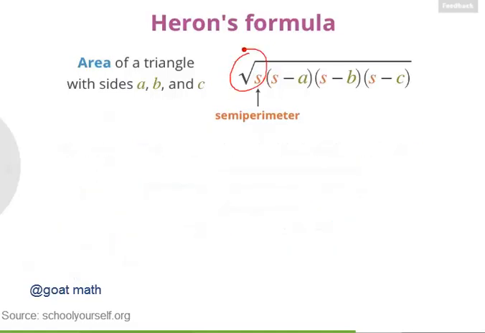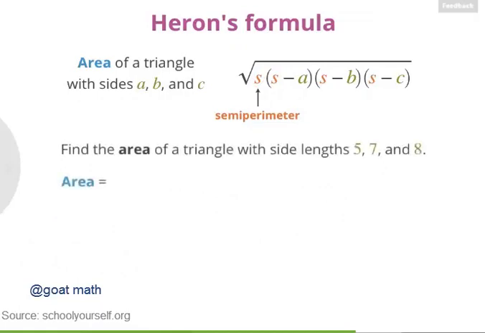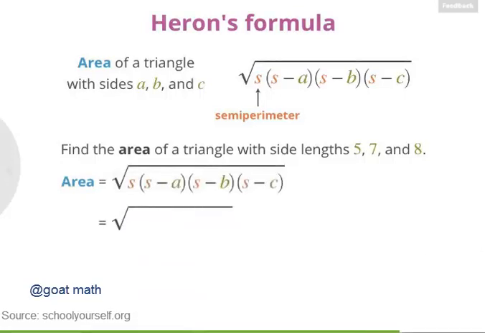Now because of the square root in Heron's formula, you'll often find that triangle areas involve square roots. So try another example, a triangle with side lengths 5, 7, and 8. Right, so this time when we apply Heron's formula, the semiperimeter is 10. 10 minus 5 is 5, 10 minus 7 is 3, and 10 minus 8 is 2. So this equals the square root of 300, and that's approximately equal to 17.32.